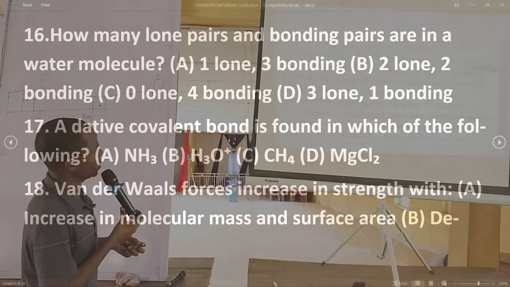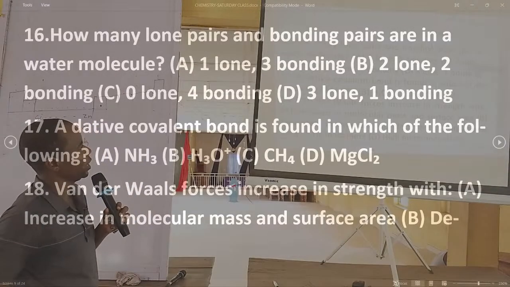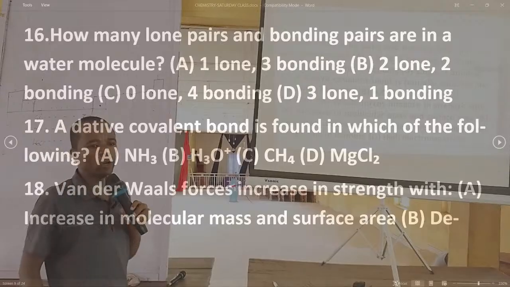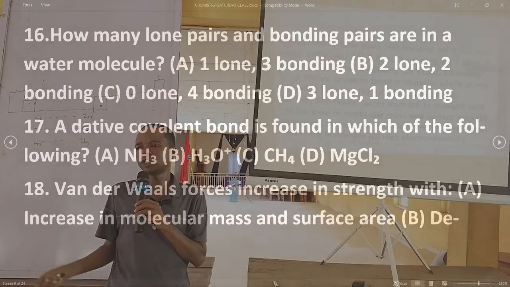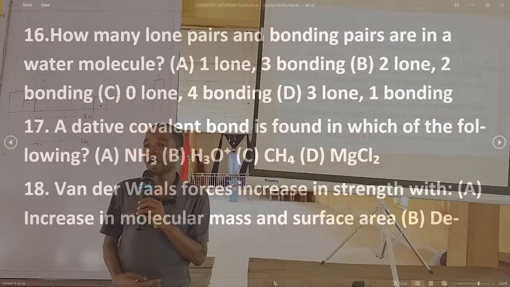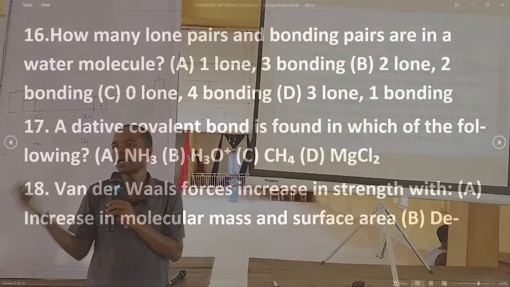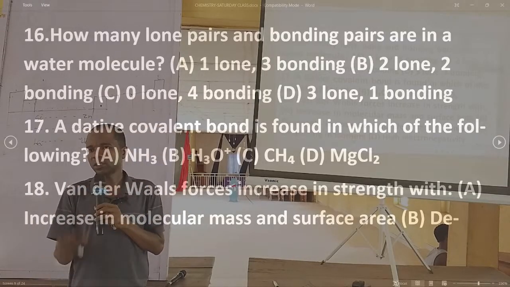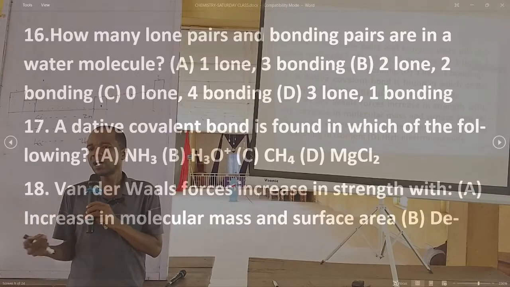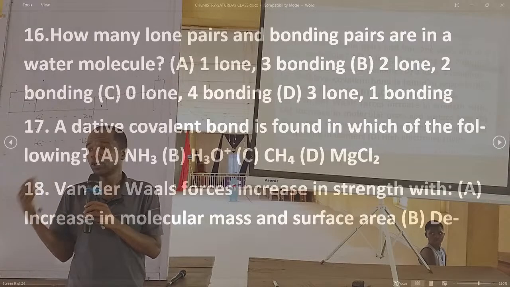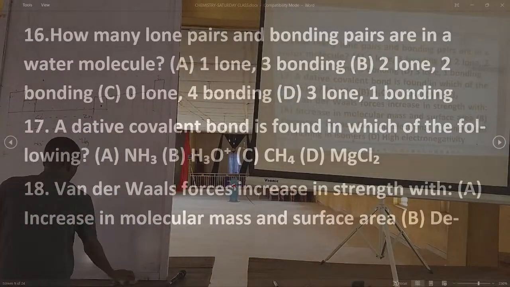Number 16 is asking us how many lone pairs and bonding pairs are in a water molecule. Now, a water molecule has a V shape, or bent shape, or we call it angular. Water molecule always has a V shape, a bent shape, or an angular shape. And we are asked what number of lone pair and bonding pair electrons they have? They have two each: two lone pair electrons and two bonding pair electrons.